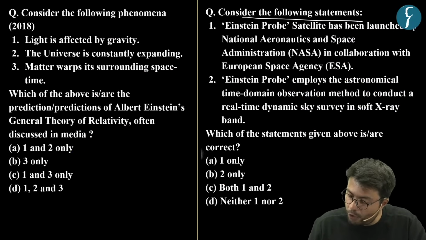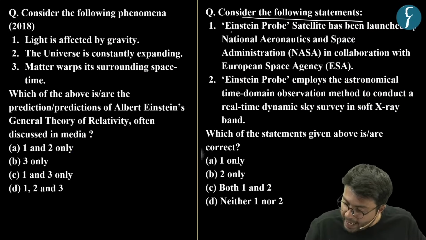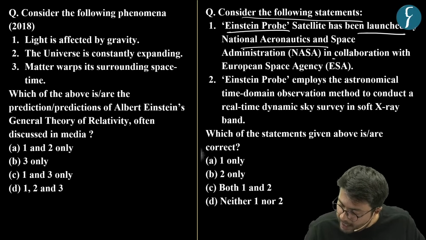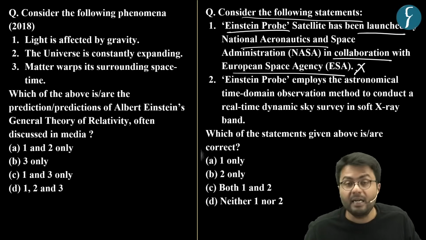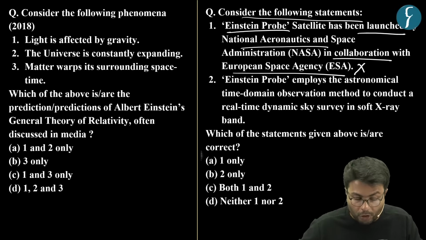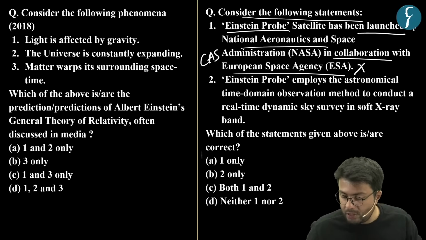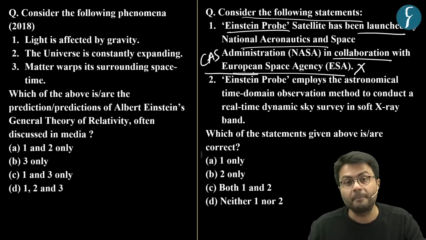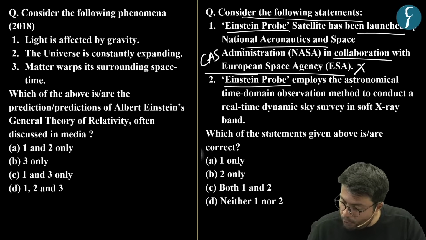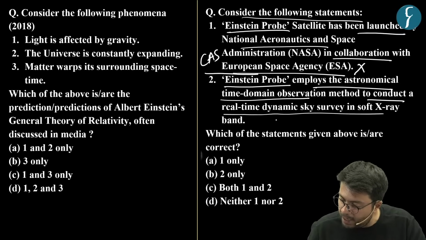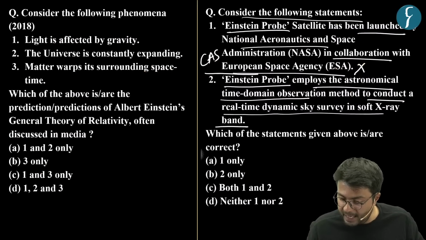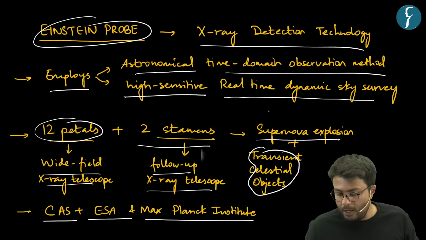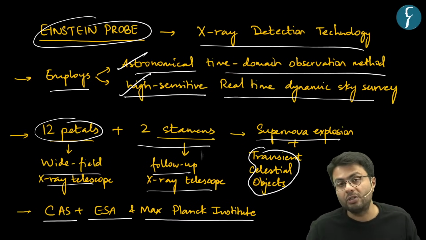Consider the following statements. The first statement, Einstein Probe satellite has been launched by NASA in collaboration with European Space Agency, which again is an incorrect statement because this particular probe was launched by China's Academy of Sciences in collaboration with European Space Agency. The second statement, the Einstein Probe employs astronomical time domain observation method to conduct a real-time dynamic sky survey in soft X-ray band. As I've already highlighted, this statement is a correct statement because it employs these two technologies.